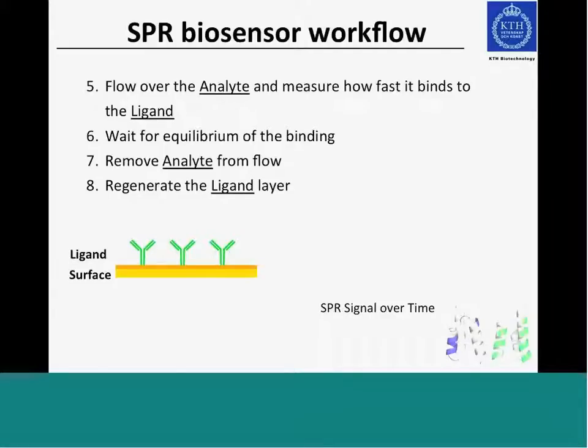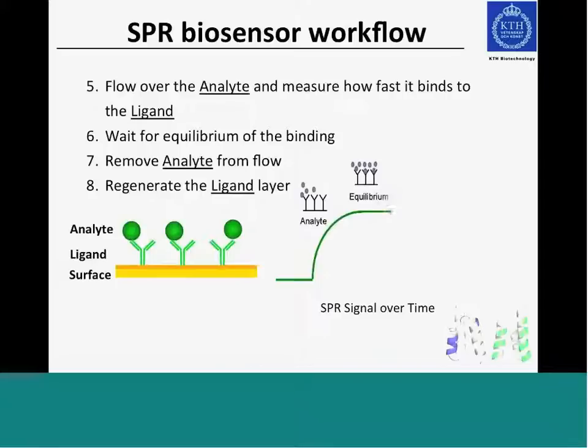To perform the analysis, an analyte is flown over, and you monitor in real time the binding of the analyte to the immobilized ligand, and you can get data on how fast it binds and when it reaches equilibrium, etc. And this is then used to derive kinetic information about this specific interaction. When you remove the analyte from the flow, it starts to dissociate, so you can also follow the dissociation, and from the rate of association and dissociation you can calculate the kinetics.